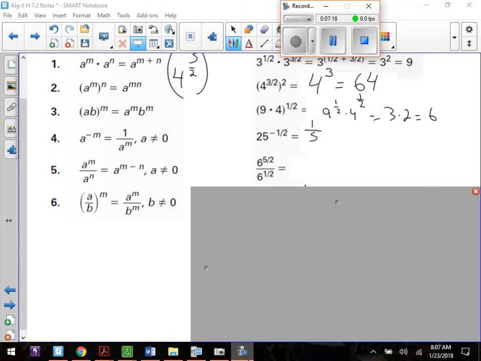Seven Mondays left, spring break. 14 Mondays. So 6 to the 5 halves over 6 to the half. So who wins the game of war? 5 halves or 1 half? So what's 5 halves minus 1 half? Otherwise known as 2.